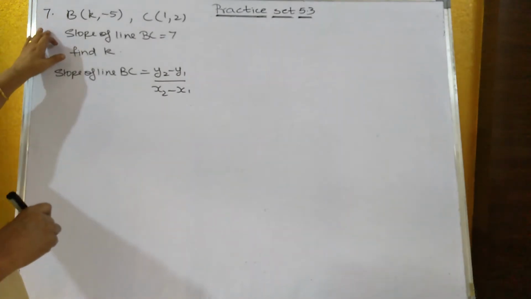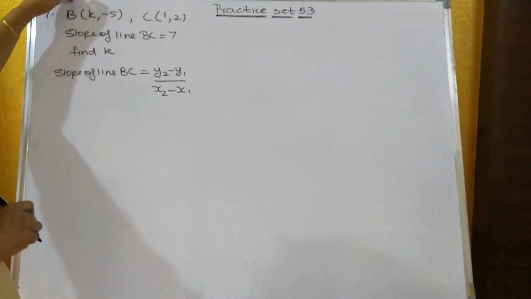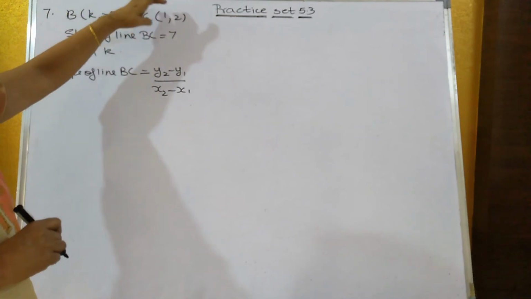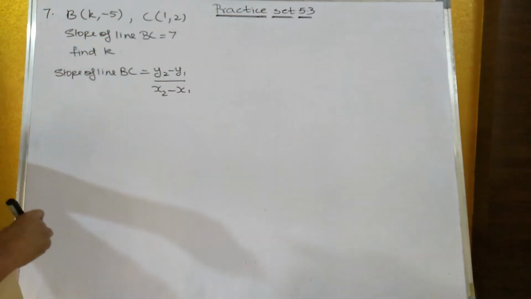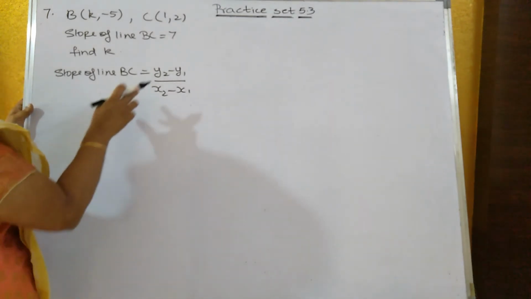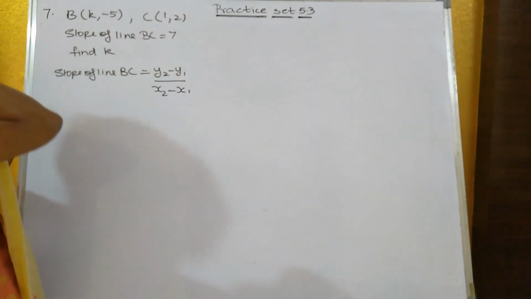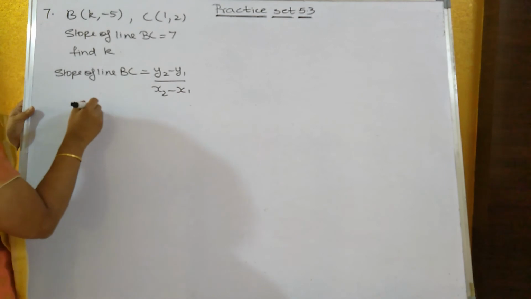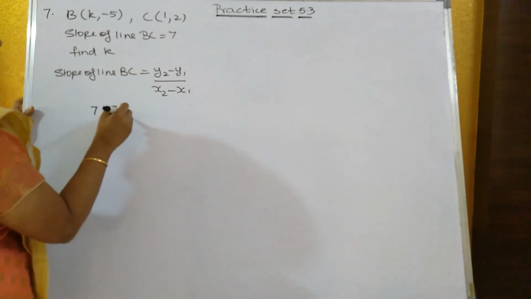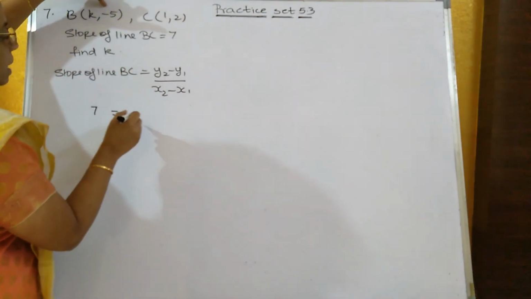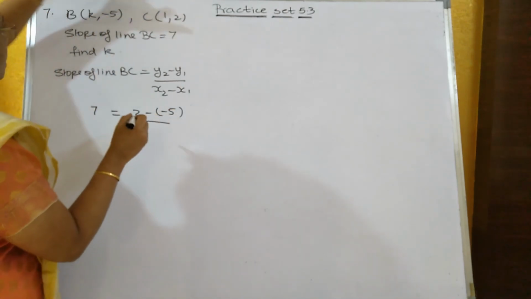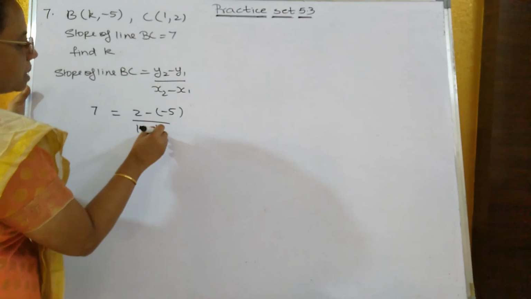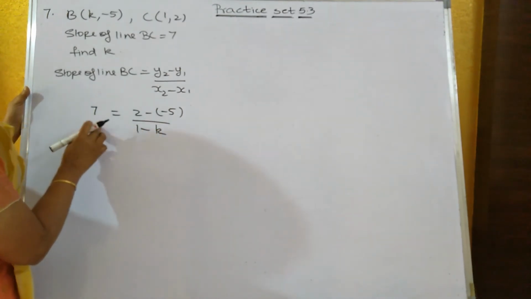Now sum number 7, the coordinates of B is given (K, -5) and coordinates of C is (1, 2), and slope of line BC is 7. We have to find out the value of K. Slope of line BC is equal to Y2 minus Y1 upon X2 minus X1. Slope of line BC is 7. Y2 minus Y1 is 2 minus (-5) upon 1 minus K. Now bring this 1 minus K on this side.